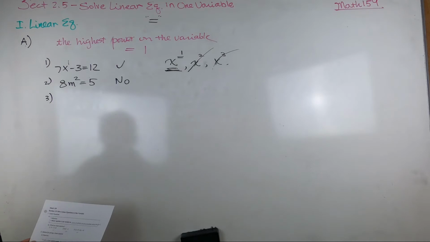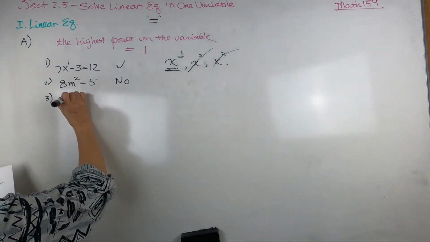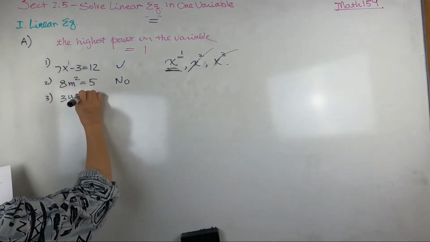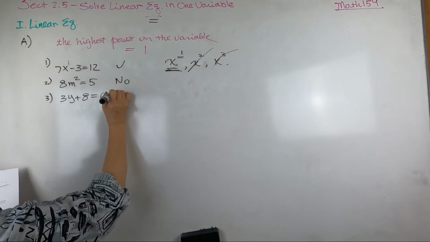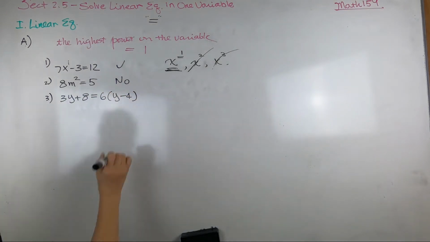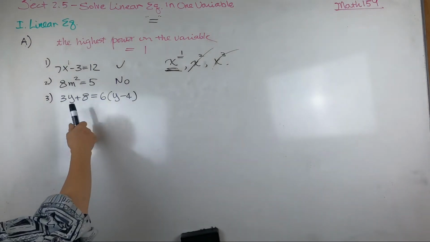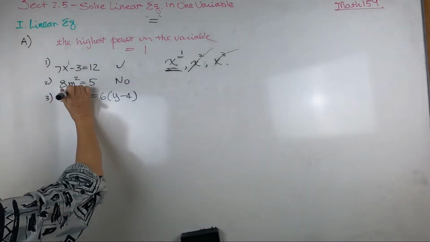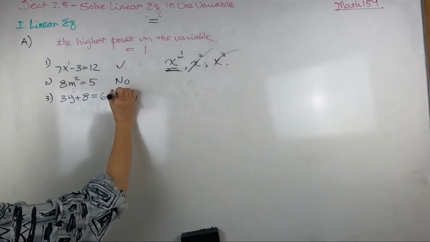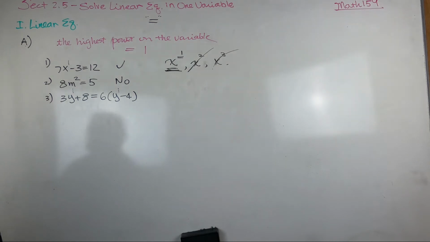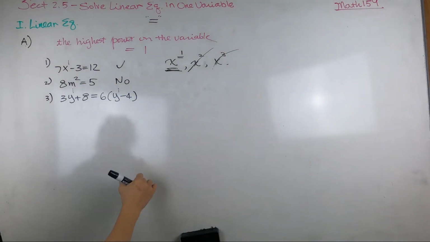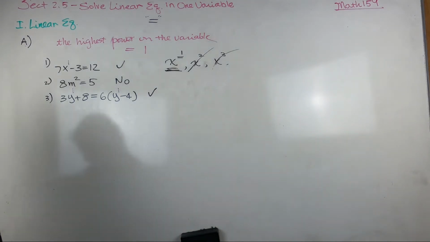All right, for now. And if we have 3x plus 8 equals 6y minus 4, is this a linear equation? It is an equation, right? Is this what we call linear? Yes, because for the base y, one variable, how many powers do you have? Each y only has 1. So this one is a linear equation.